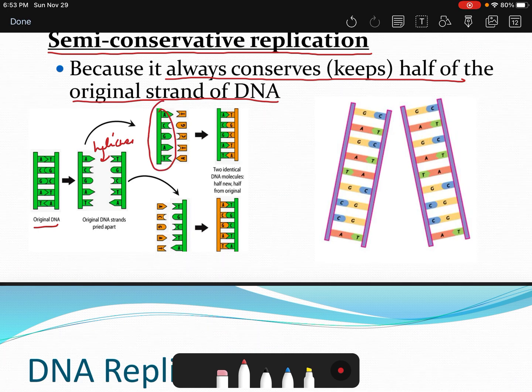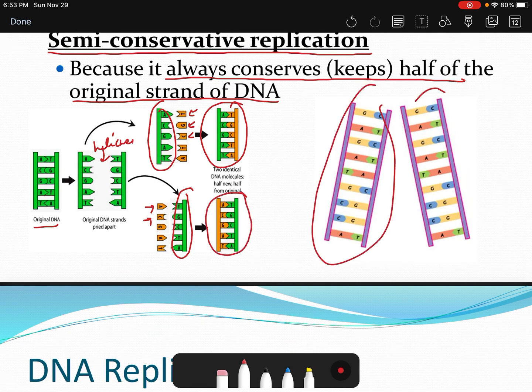Here you have one strand. Here you have the other side of the original strand. And then you have free floating nucleotides. DNA polymerase is going to put down each of those in the correct order and match them up according to how they pair up. And in the end, what you end up with is two identical strands of DNA, just like you have over here. Half new, half from the original. That equals semi-conservative. Okay?